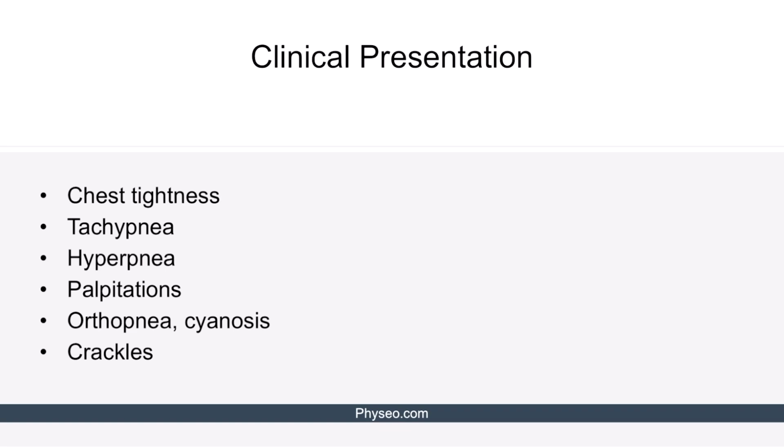Some of the clinical features associated with dyspnea involve a sense of chest tightness, rapid breathing or tachypnea, excess breathing or hyperpnea, and palpitations. It can also be associated with orthopnea, cyanosis, and crackles.